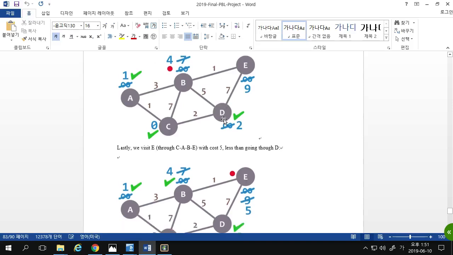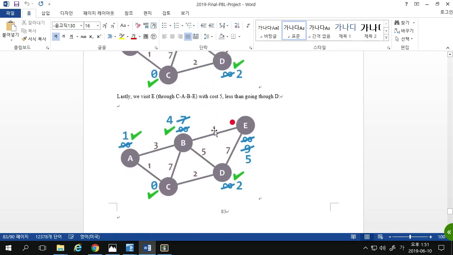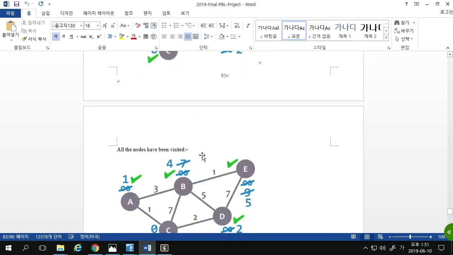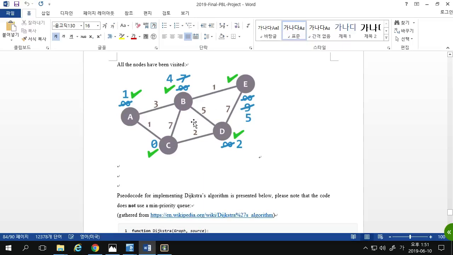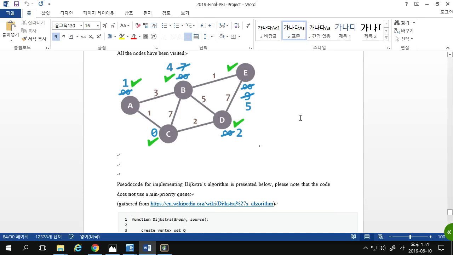And yeah, then we visit B, obviously, because the cost here is less than the 9 here. And then lastly visit E, and then all nodes have been added to the set, and we have found the minimum path from C to all the other nodes in the graph. Obviously, a real-life graph would be much more complicated and with a lot more nodes than this. But then again, it would be happening a lot faster.